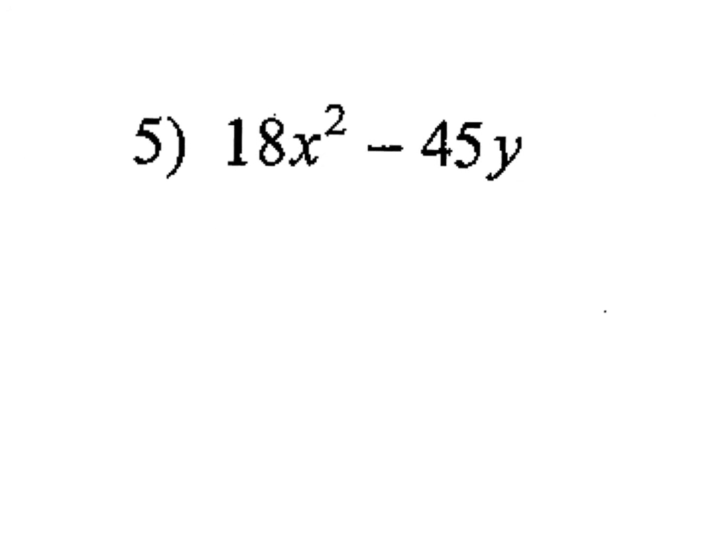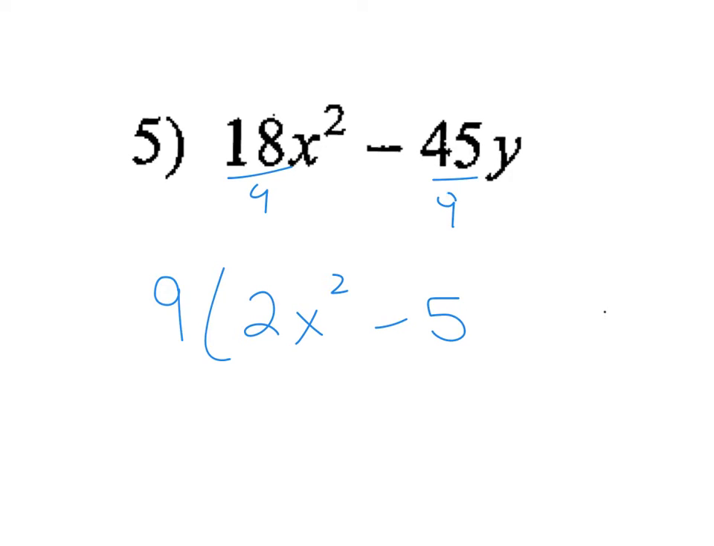Okay, problem number 5 here. On problem number 5, both of these would be divisible by 9, so I'm going to take a 9 out. Now, they both have variables here, but they're not the same, so we can't do anything with that. So basically, we're just going to divide both parts by 9. So when I divide by 9 here, I get 2x squared. When I divide by 9 here, I get a minus 5y. Okay, all right, moving to the next one.